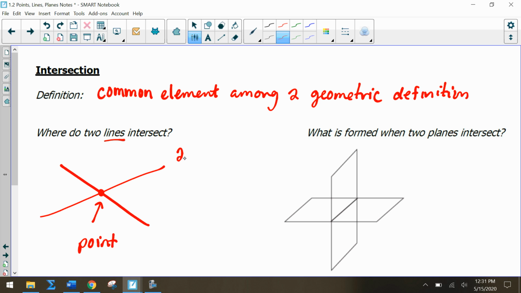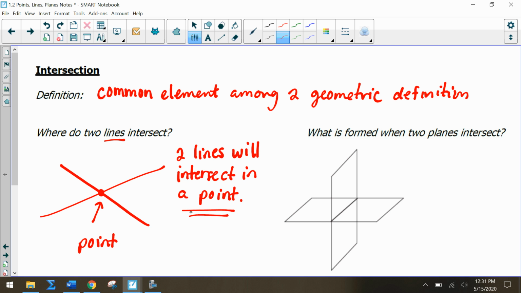So 2 lines will intersect in a point, is what we say. And that's what happens when they intersect. And then if we have 2 planes that intersect, like this figure here, we have this horizontal plane and the vertical plane. Notice how the common points here are all of these points along this line.